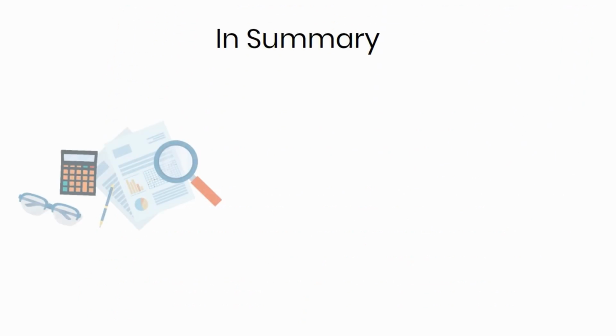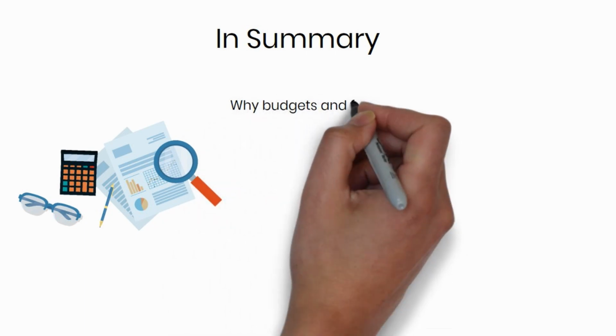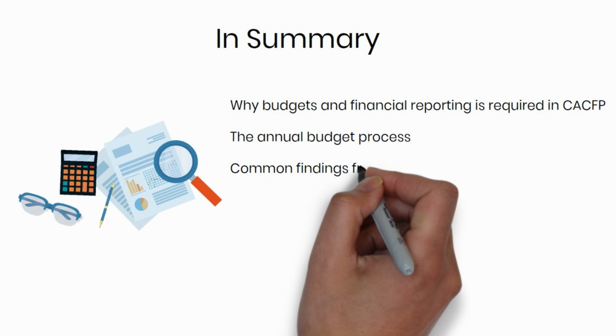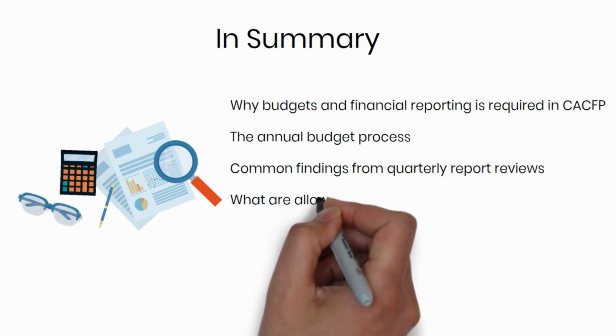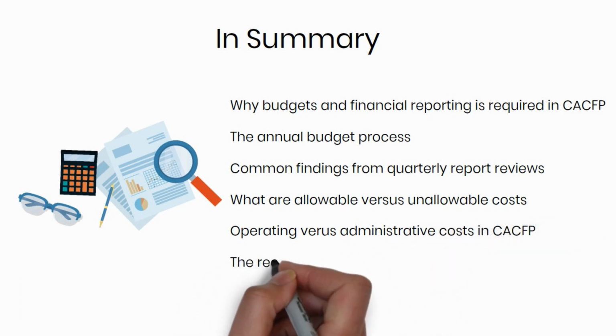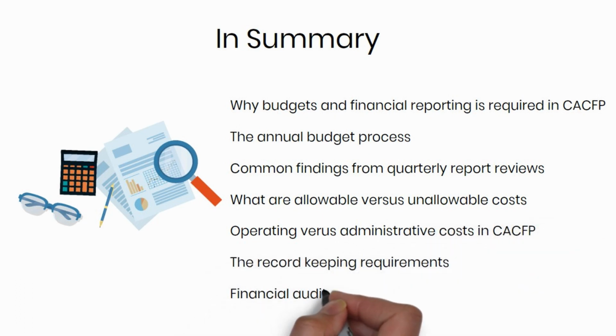In this training, we have reviewed the following: why budgets and financial reporting is required in CACFP, the annual budget process, common findings from quarterly report reviews, what are allowable versus unallowable costs, operating versus administrative costs in CACFP, record-keeping requirements, and financial audits.